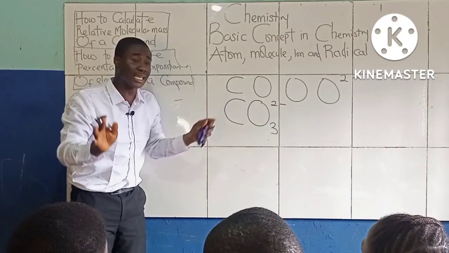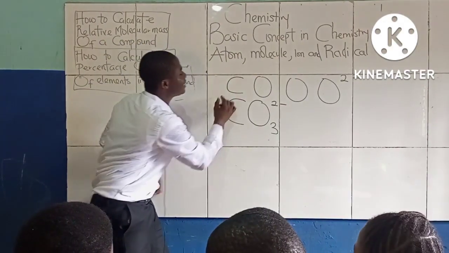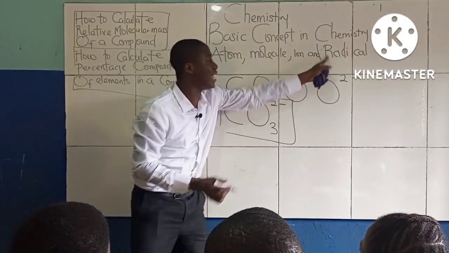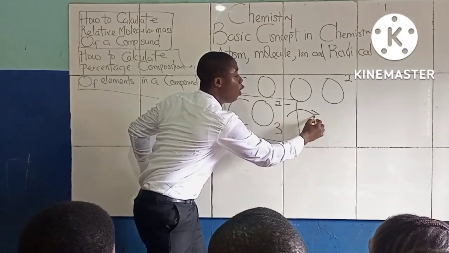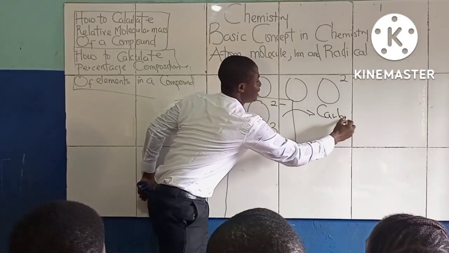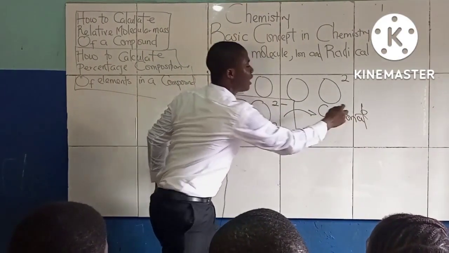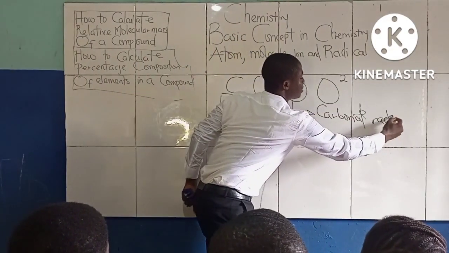Are you getting me now? As the case may be. Meanwhile, this radical we've gotten has a name, and it is called the carbonate radical. This radical has a name, class. What's it called? The carbonate radical.